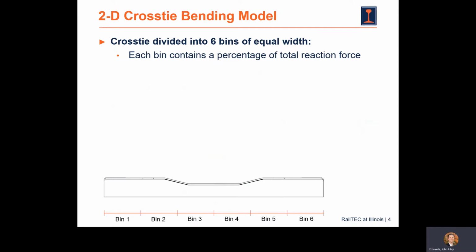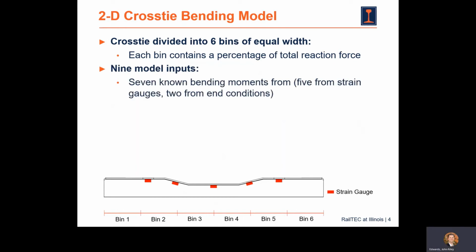So the way that we constructed the 2-dimensional crosstie bending model was to divide the crosstie into 6 bends having equal width. Each of these bends contains a percentage of the total reaction force. You can see them labeled 1 through 6 at the bottom of the screen. There are 9 inputs to the model. 7 of these model inputs are bending moments.